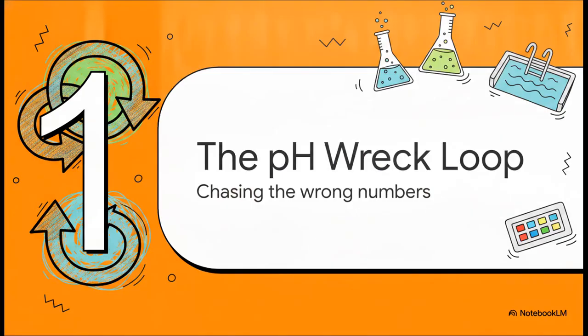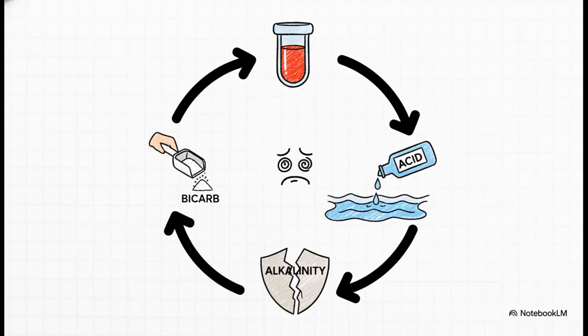The pH rec loop. Chasing the wrong numbers. So what's the core problem here? Why do so many of us frantically dump expensive chemicals into the water for literally zero payoff? Well, it usually comes down to chasing the wrong numbers. Here's how the rec loop works.